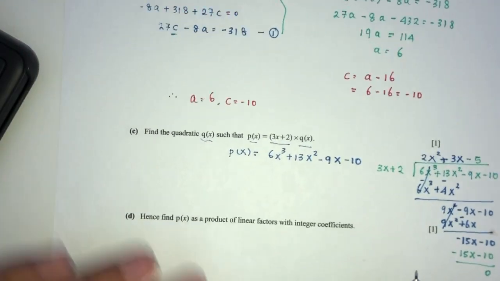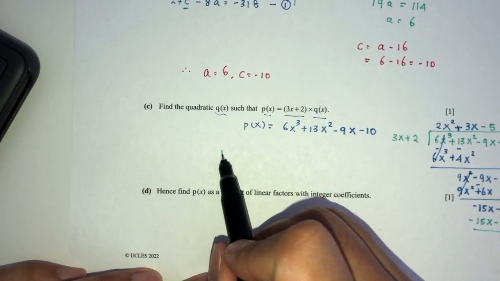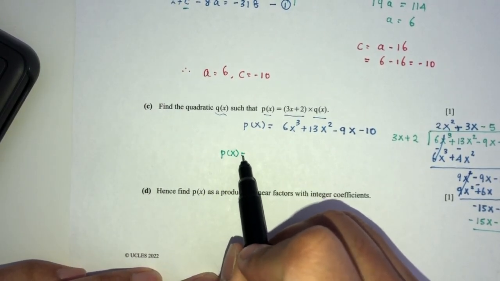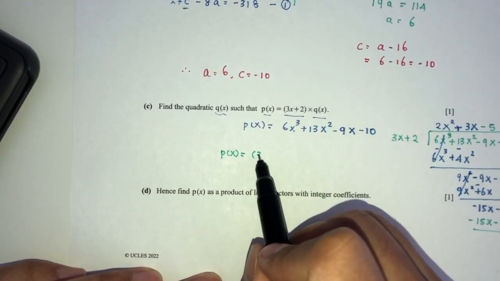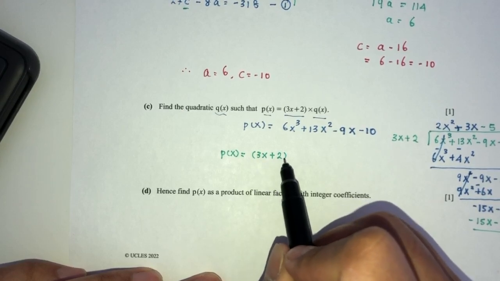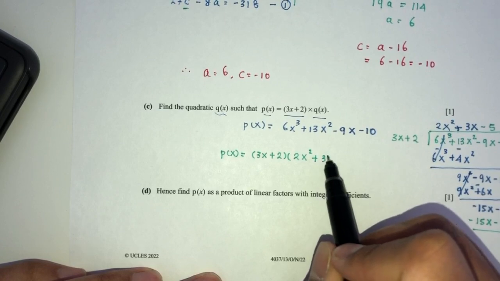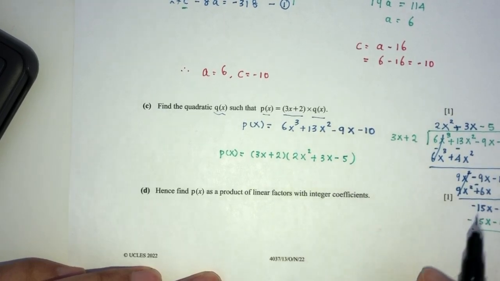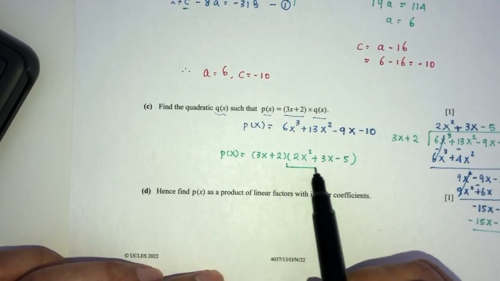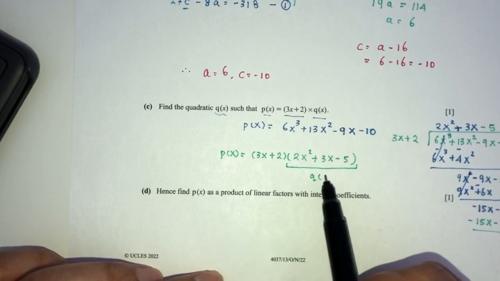So from here, it is very clear what happens. P of x is also equal to this thing multiplied by this thing, which is 2x squared plus 3x minus 5. So this is the q of x we have been trying to look for.